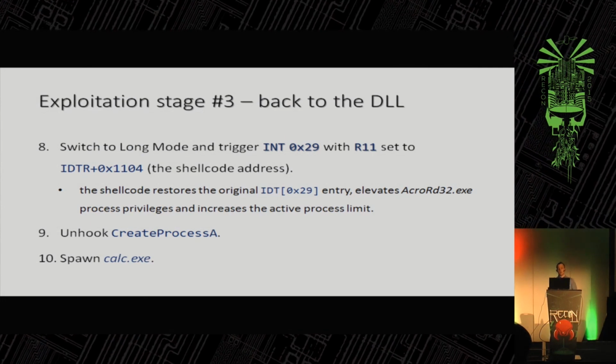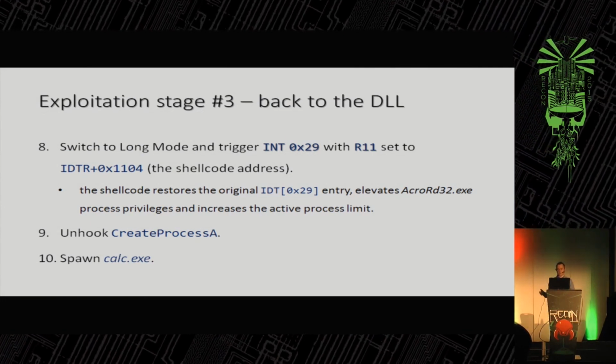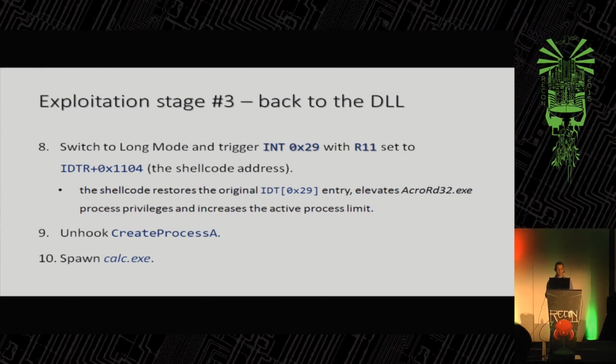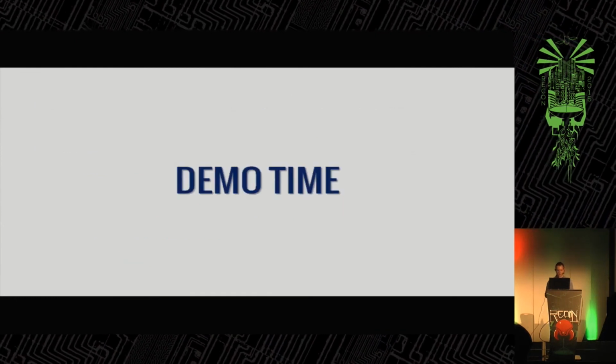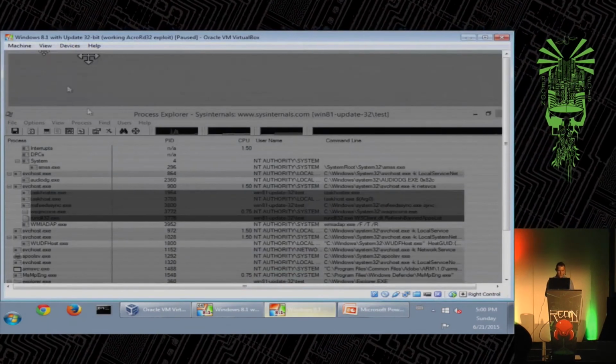And what the shellcode does is the same thing as it did for 32-bit versions of Windows, so it just elevates the privileges of the Adobe Reader process and increases the active process limit. After that, we also unhook CreateProcessA and spawn calculator. So I will show you the demo of this in my other virtual machine.